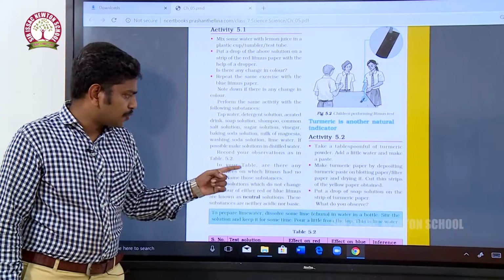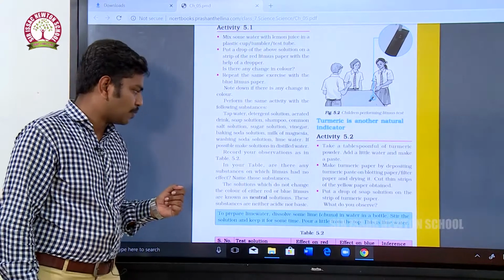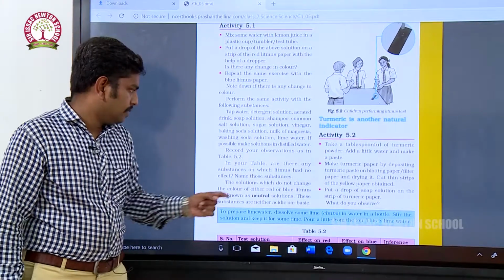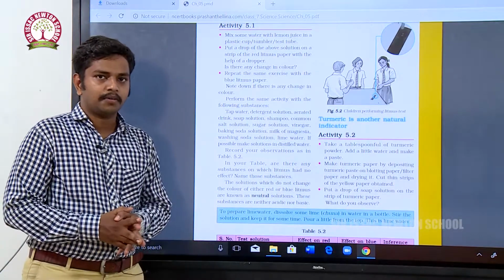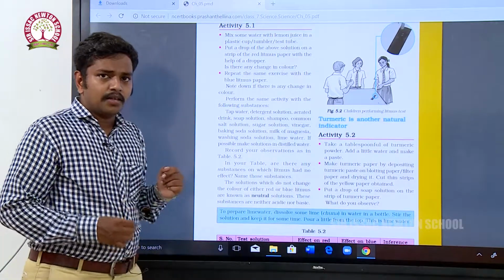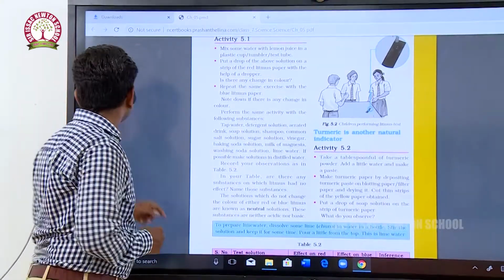The solutions which do not change the color of either red or blue litmus are known as neutral solutions. These substances are neither acidic nor basic. Guys, now we will summarize all our concepts in a short time.